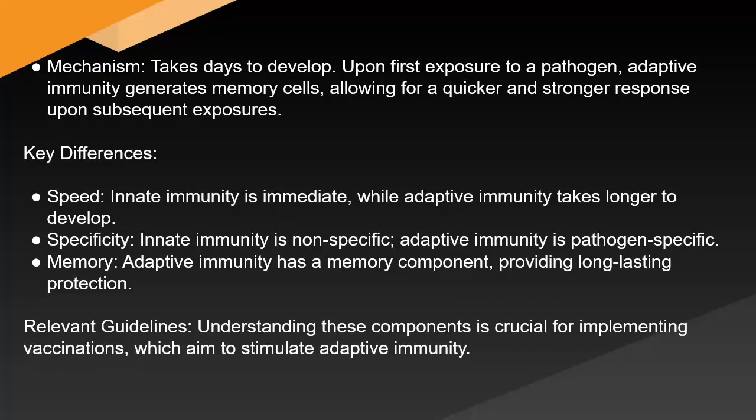Upon first exposure to a pathogen, adaptive immunity generates memory cells, allowing for a quicker and stronger response upon subsequent exposures. Key differences: speed: innate immunity is immediate, while adaptive immunity takes longer to develop. Specificity: innate immunity is non-specific, adaptive immunity is pathogen-specific. Memory: adaptive immunity has a memory component providing long-lasting protection. Relevant guidelines: understanding these components is crucial for implementing vaccinations, which aim to stimulate adaptive immunity.